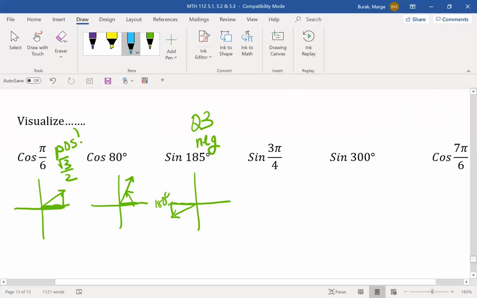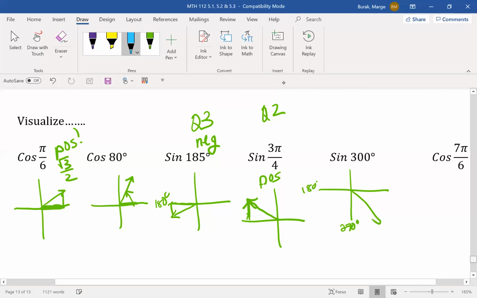How about 3 pi over 4? Which quadrant is it in? Right here. So it's in quadrant 2, and the sine is the y-coordinate, so it's positive because it's up. Let's look at 300. So this is 180, this is 270 degrees. So 300 is going to be in quadrant 4. And is the sign positive or negative? Cosine positive, sine negative.